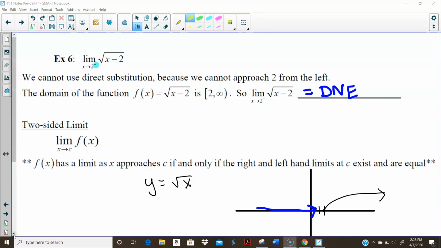Here's a reminder one more time, the difference between a one-sided limit, which is from the left or the right side, versus a two-sided limit. So if it has the limit as x approaches c of f of x, then we know that the limit from the left side and the right side have to be the same in order for the limit to exist.